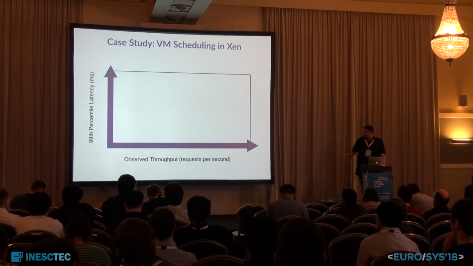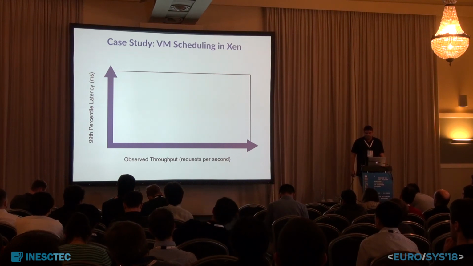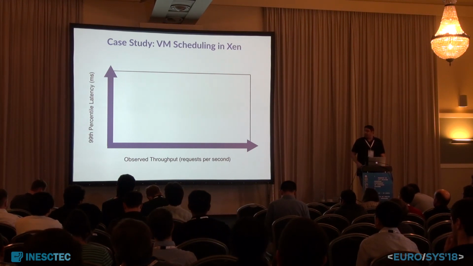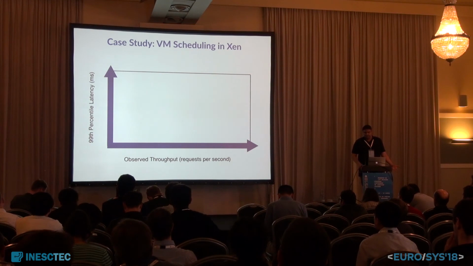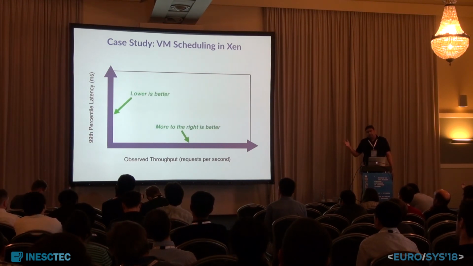And I'm going to present the results in this kind of graph here, where on the x-axis you have the observed throughput in requests per second, and on the y-axis you have the 99th percentile latency that we measure. And of course, lower is better on the y-axis, more to the right is better on the x-axis, because we want high throughput and low latency.